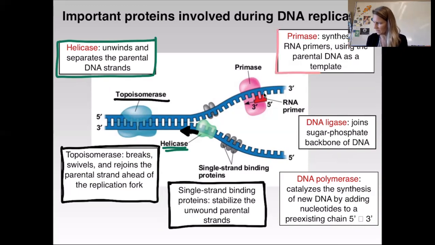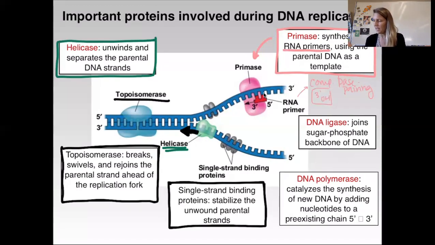So primase. Okay, so primase is this nice little pink one. And it synthesizes what are called RNA primers. So it uses the DNA parental strand, and it uses, wait for it, complementary base pairing to create an RNA primer, right? And that's because, again, in order to get DNA polymerase to work, you need what? You need a 3' OH, right? And that RNA primer provides that right there.